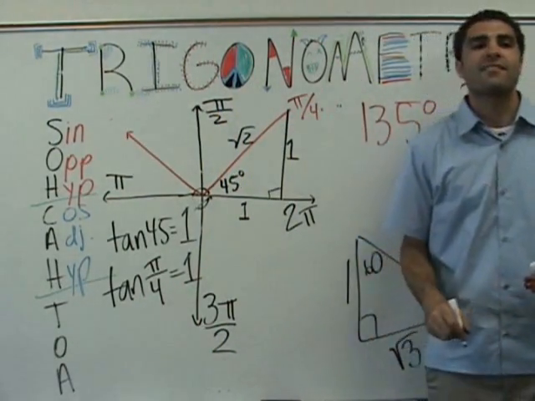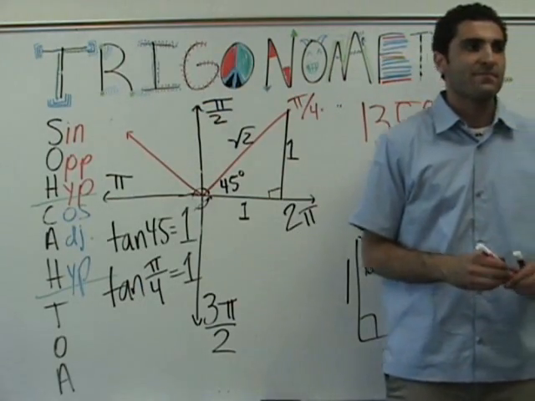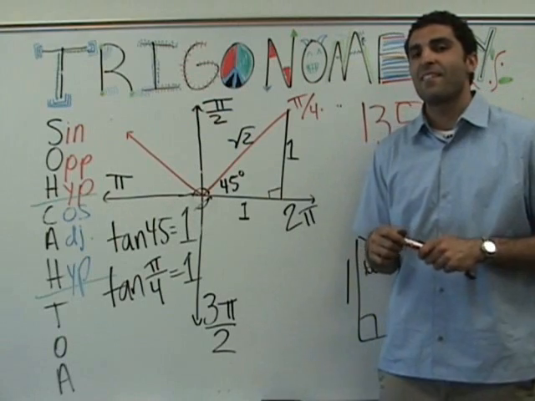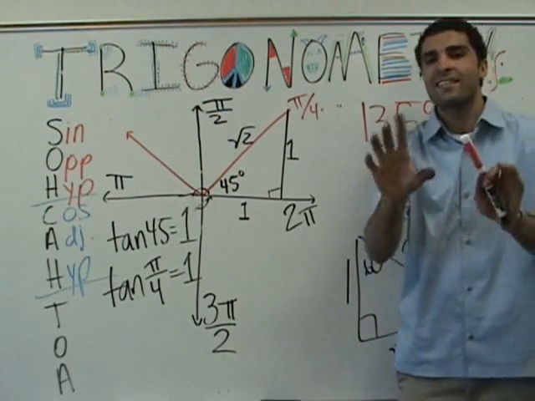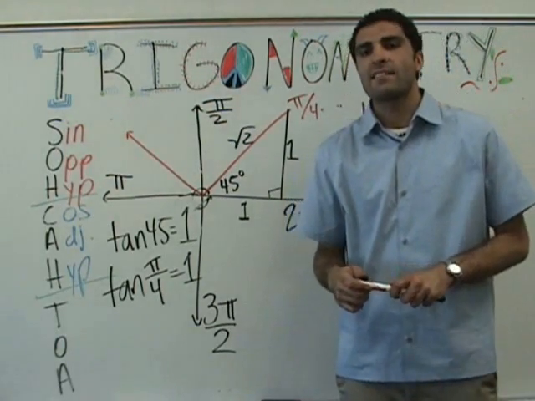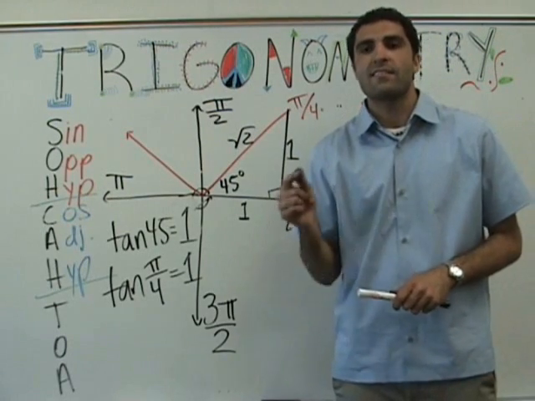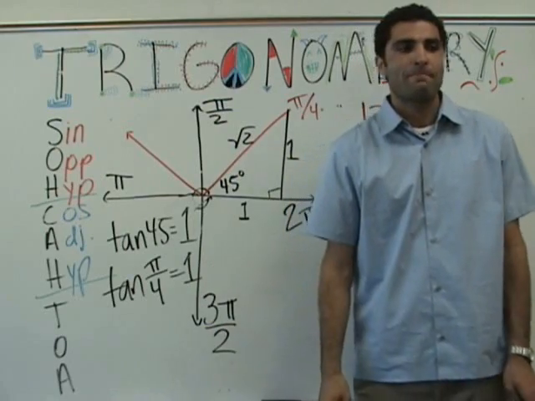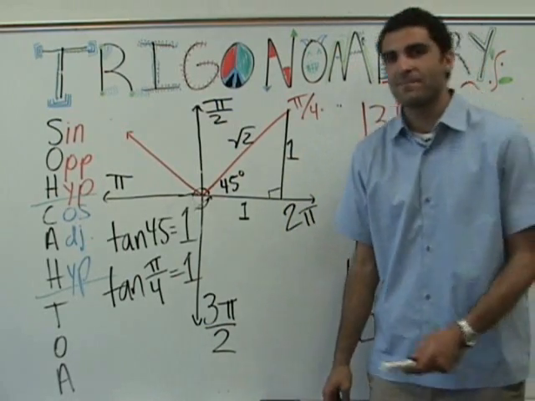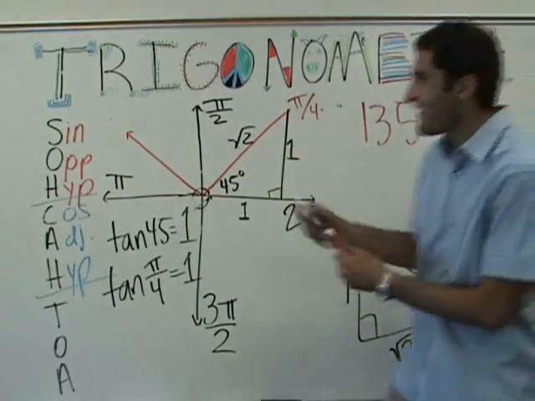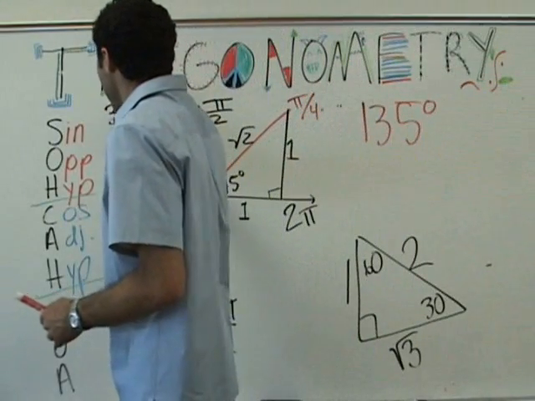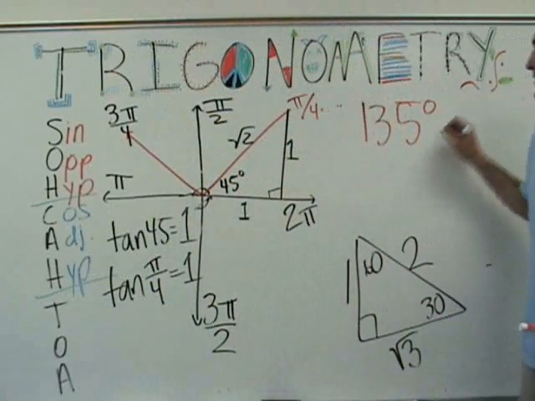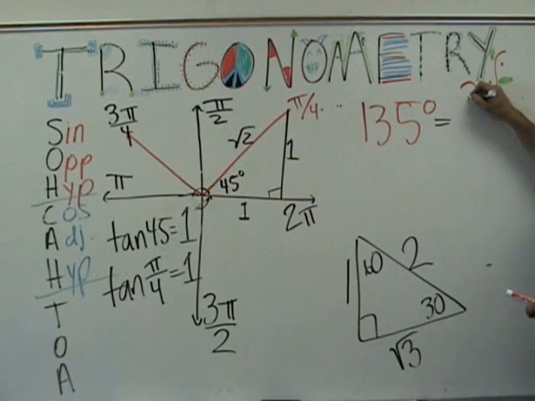How many radians is 135? So what are we adding together first? Pi over 2 and pi over 4. Excellent. So what's half a pi plus a quarter of a pi? 3/4 of a pi. Okay. 3 pi over 4 is equivalent to 135.